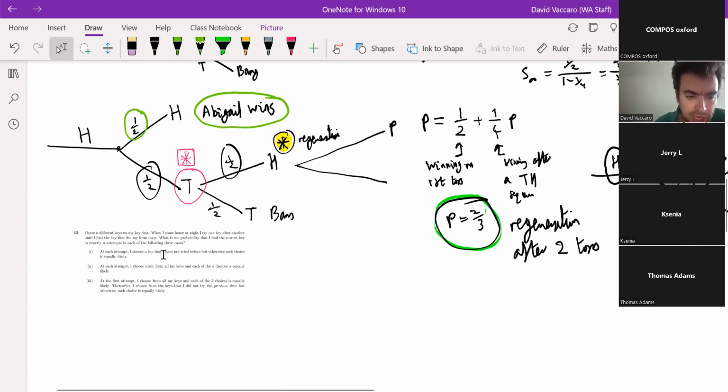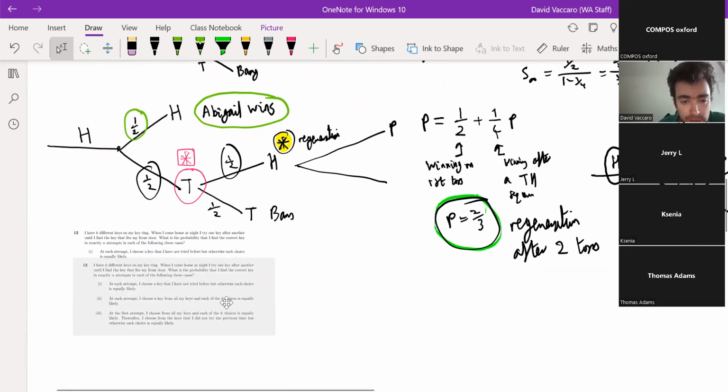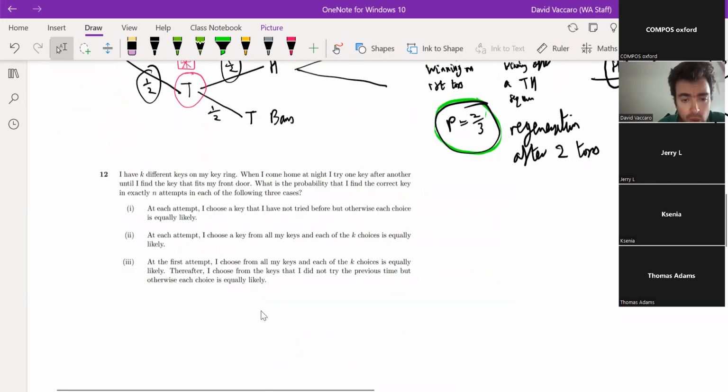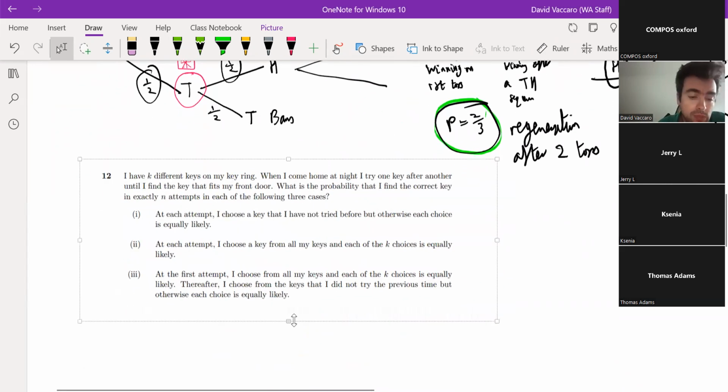Okay, what I'm going to do now is look at some other probability questions, which are, well, varieties. They can be done by tree diagrams, they can be done by counting methods. We need to select a little bit the best way. So this is question number 12.